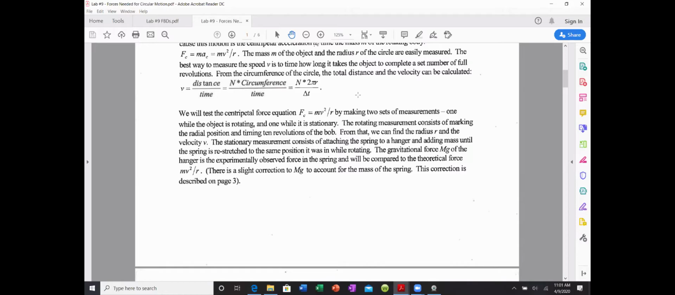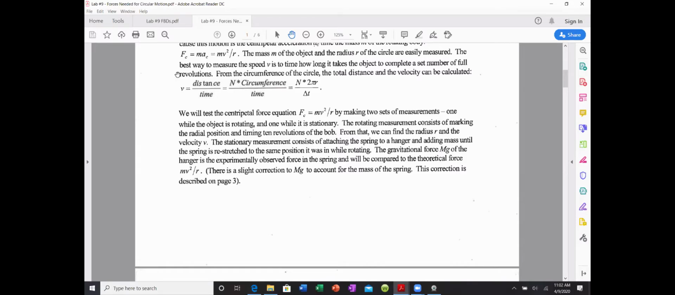The stationary measurement consists of attaching the spring to a hanger. You'll see a spring here and a hanger, and adding mass until the spring is re-stretched to the same position it was in while rotating. So the rotating data and the stationary data are taken with the spring in a similar position each time. The gravitational force, okay, I'll get into that.